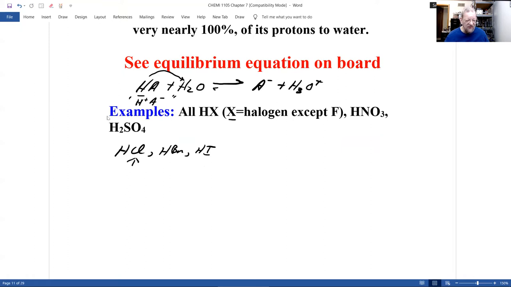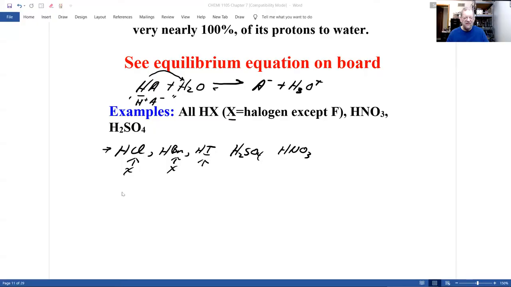This is one, this is X, this is X, and this is X. These are all very strong. And in your stomach, you have hydrochloric acid. Yes. And other strong acids. This is a very strong acid, and this is a very strong acid. They essentially do the following.